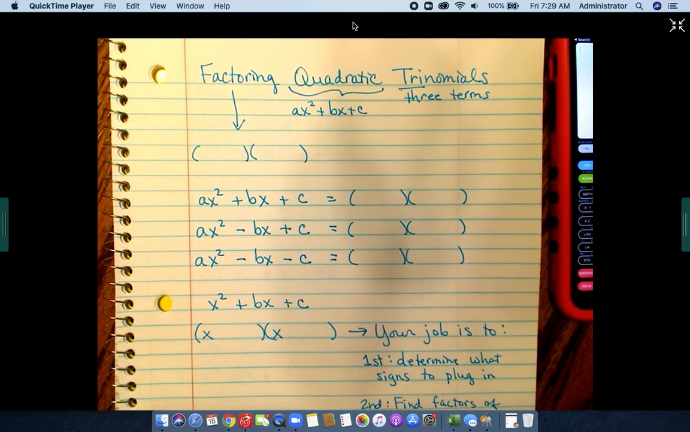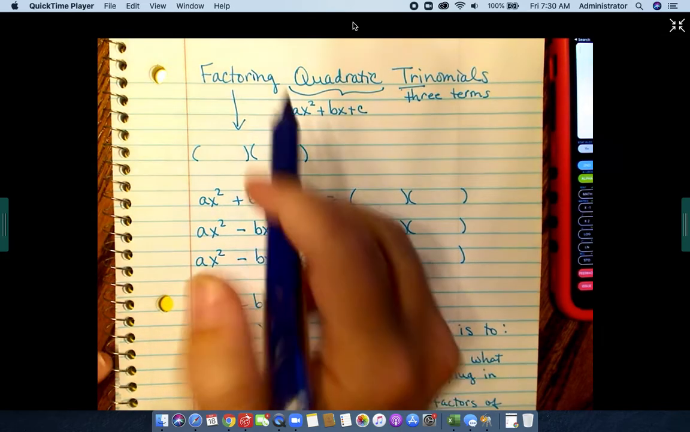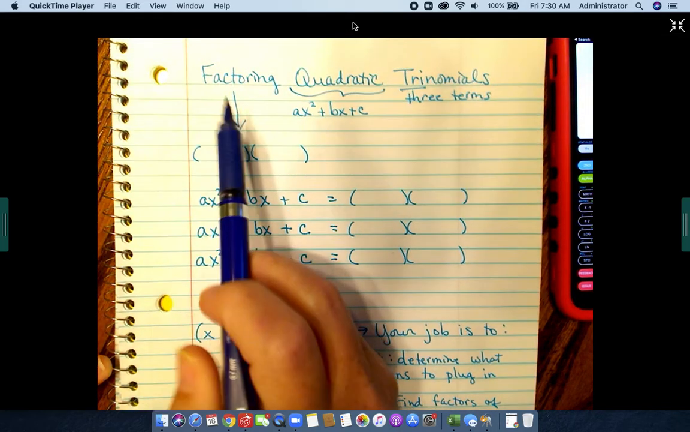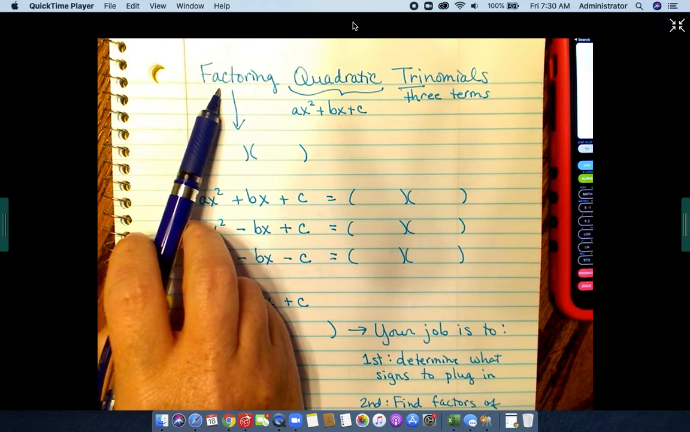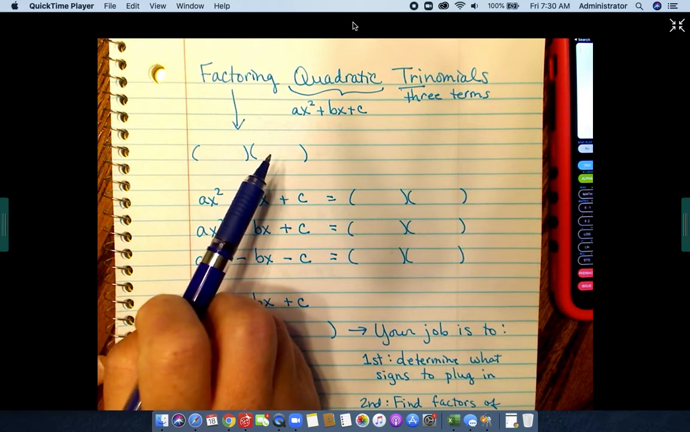Hi, in this video we will be covering how to factor quadratic trinomials. Recall from yesterday's lesson on factoring GCFs that factoring means to break it up into two things that can be multiplied.